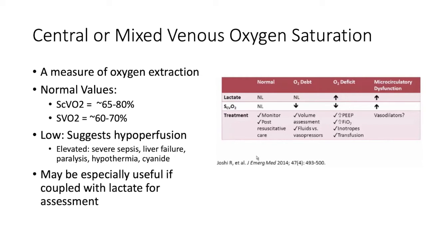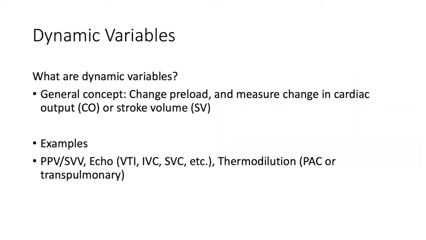Yeah. And then, so really, I only wanted to touch on those few static variables and spend a fair bit of time talking about dynamic variables. So again, this gets back to the concept of you deliver a change in preload and you look for a cause and effect, and you look for a change in either cardiac output or stroke volume. You really want to see that cause and effect. So the examples that we'll go through, primarily pulse pressure variation, stroke volume variation.